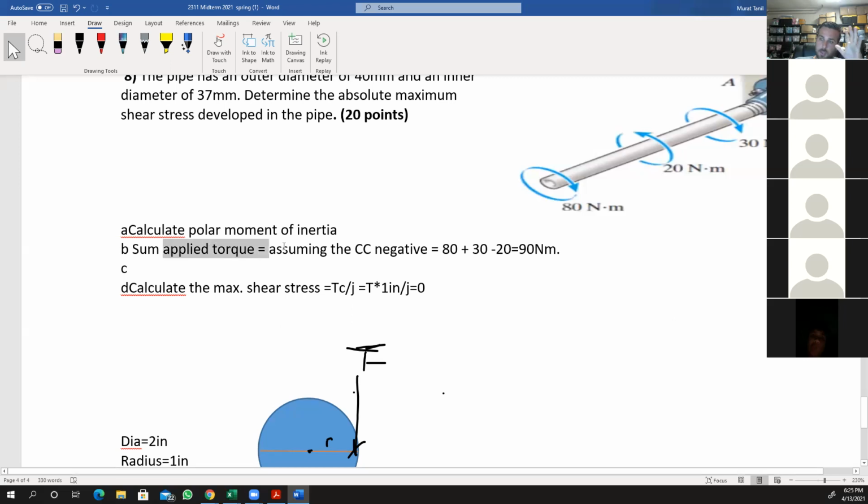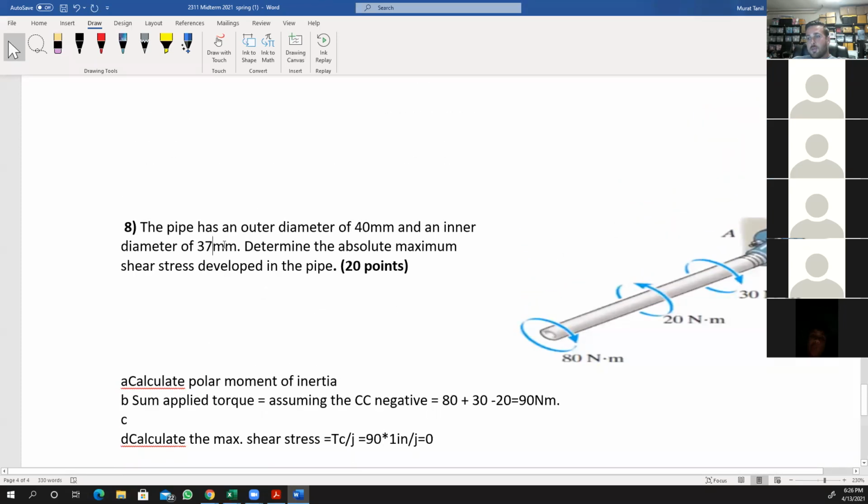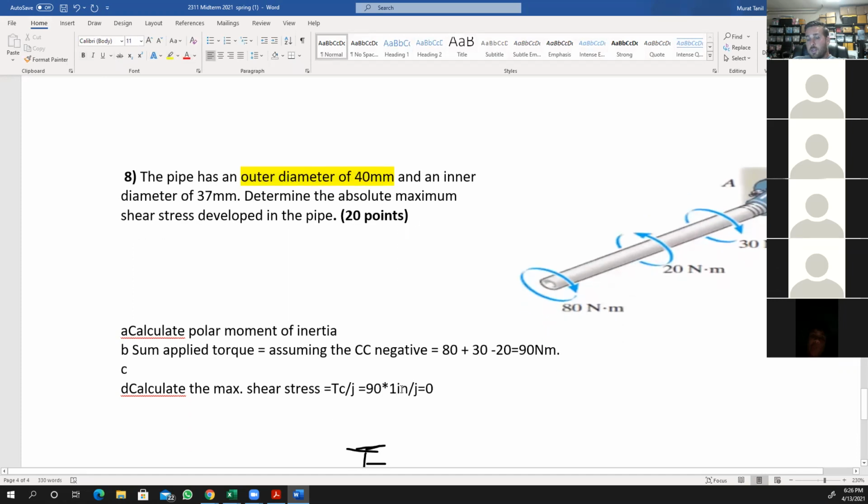So first you get the applied torque overall after summing clockwise and counterclockwise. Then what else do we need? And I believe that's it. Once you get the 90 newton meter torque, you replace it. 90. In this problem, you're going to use the diameter 37 and 40 in the polar moment of inertia equation, and the overall outer diameter is going to govern. This is going to replace the C, actually 40 millimeter. And whatever is the number for J, you will enter it here, and it will give you the maximum shear stress.